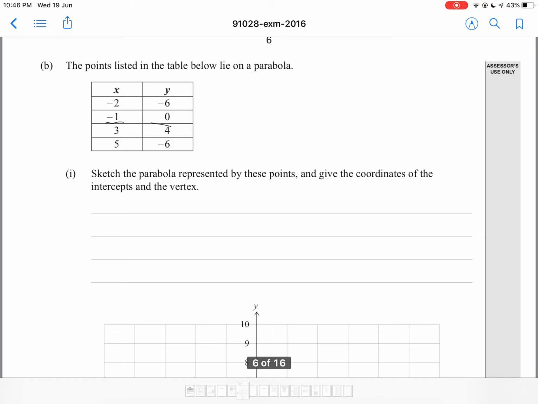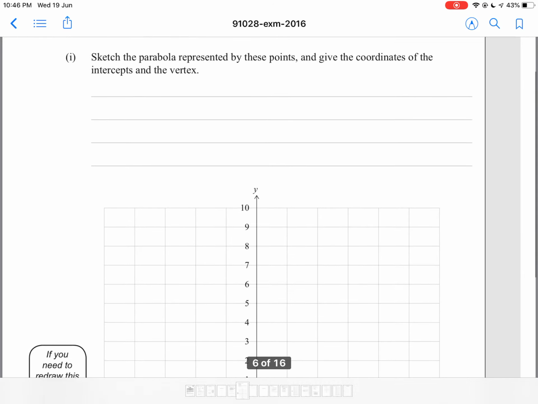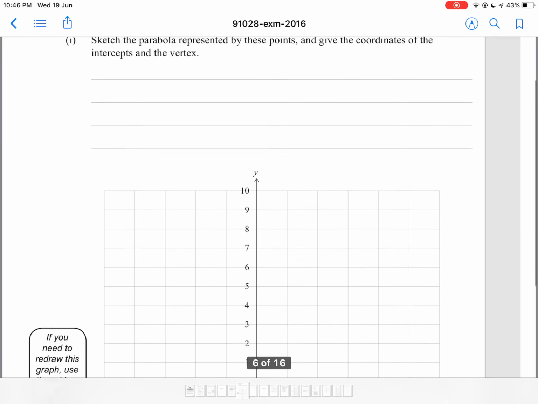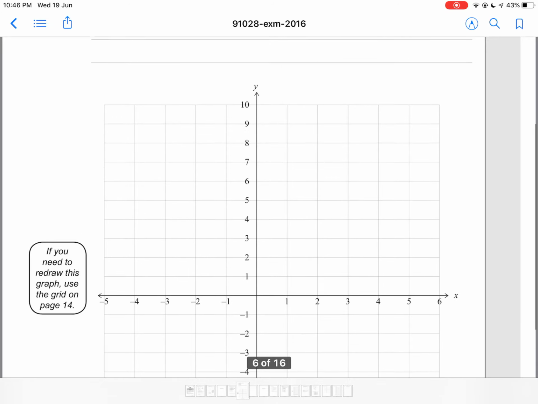So we're going to continue back onto question 2. Okay, so the points listed in the table below lie on the parabola. X equals negative 2, y equals negative 6; x equals negative 1, y equals 0; x equals 3, y equals 4; and x equals 5, y equals negative 6. Sketch the parabola represented by these points and give the coordinates of the x-intercepts and vertex.